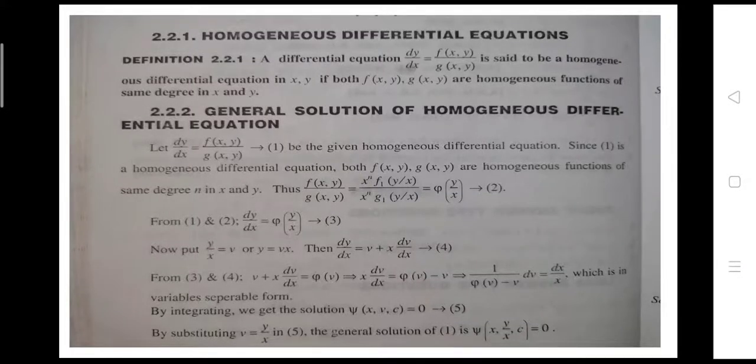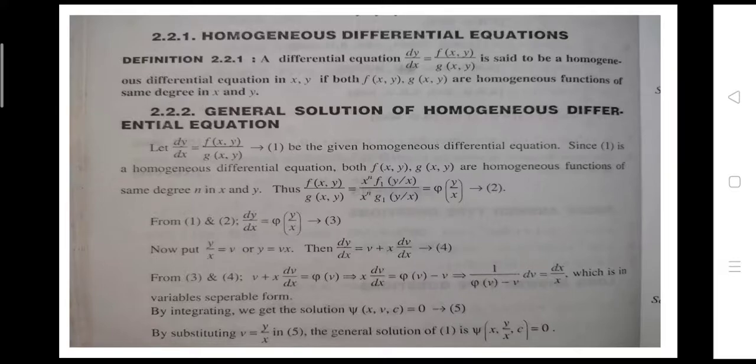Today I am going to discuss a new concept, that is homogeneous differential equations. This is a very interesting topic. So what are homogeneous differential equations?